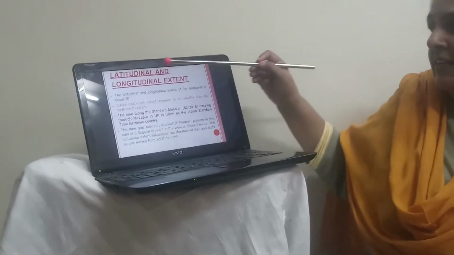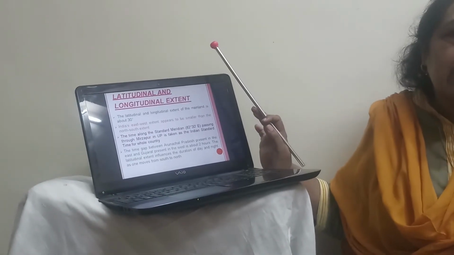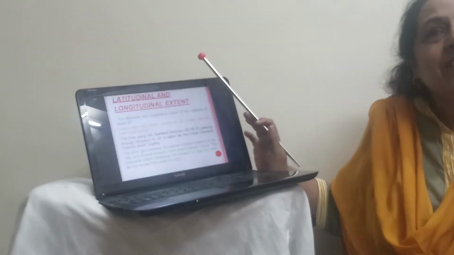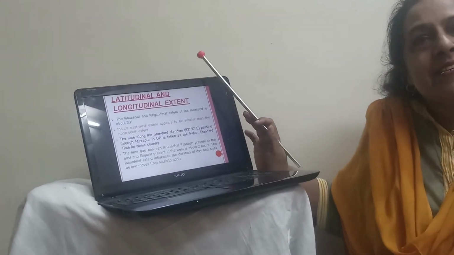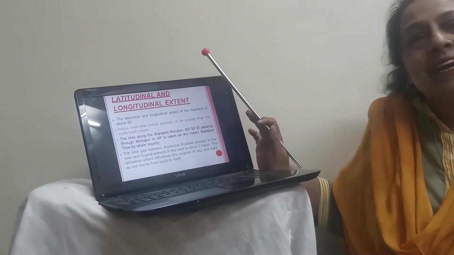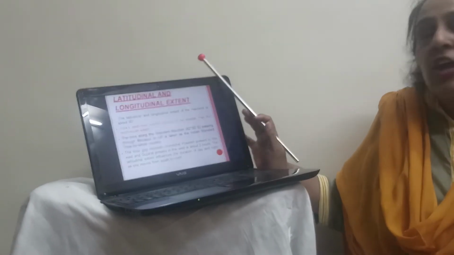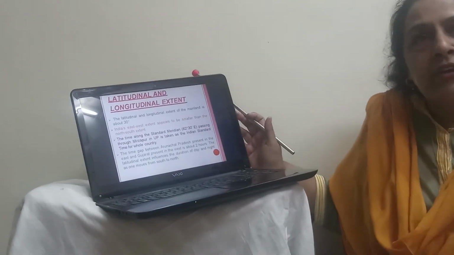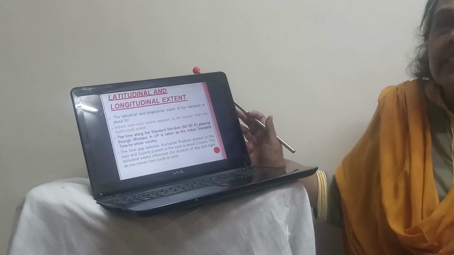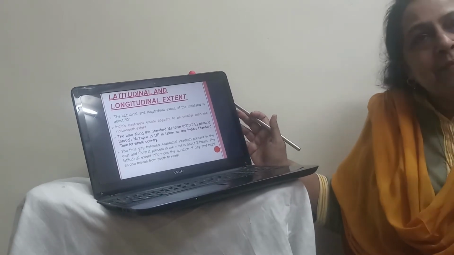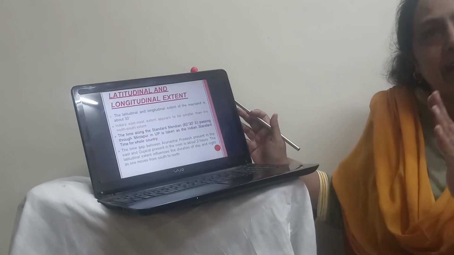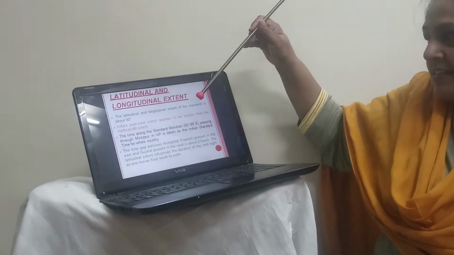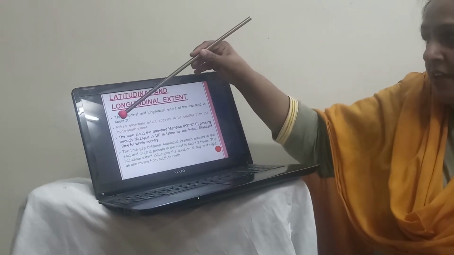Latitudinal and longitudinal extent of India. What are latitudes? Latitudes are the imaginary horizontal lines that we have given to divide the globe, so that it becomes easier to place or to pinpoint a country and to study about it. Longitudes are the imaginary vertical lines around the globe to help us study. The latitudes give us climate, the longitudes give us time. The latitudinal and longitudinal extent of mainland, that is without the islands, is about 30 degrees.